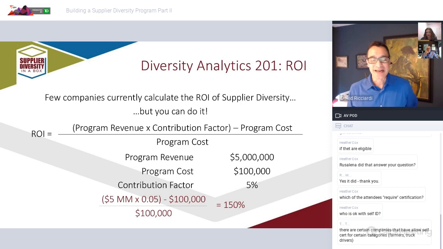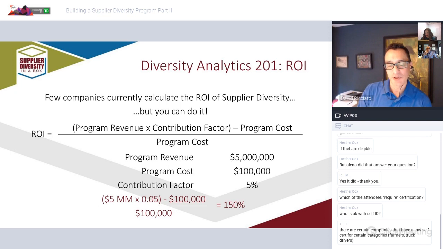So now I'm going to segue into just a couple of things. These will be my last couple of slides, but I'm going to get off of the spend and analytics and go on to a couple of other topics. One of the things I want to talk about here is return on investment. Now, there aren't that many companies that we know about that are really calculating an ROI on supplier diversity. However, it is possible.